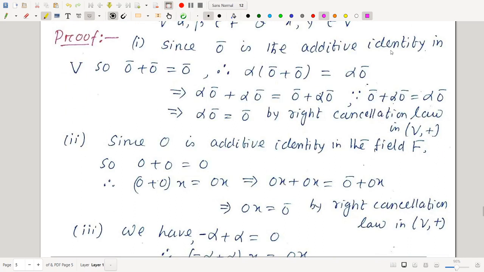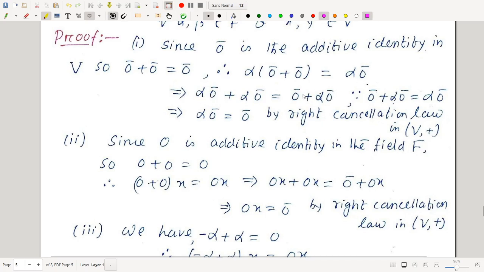Since 0 bar is the additive identity in V, and V is a vector space, V plus is an abelian group, so it will have an identity element, that is 0 bar. And the 0 vector is actually the additive identity in V. So 0 bar plus 0 bar is 0 bar. Therefore, if we multiply by alpha, alpha into (0 bar plus 0 bar) is alpha into 0 bar, which implies alpha 0 bar plus alpha 0 bar, by distributivity, equals 0 bar plus alpha 0 bar.